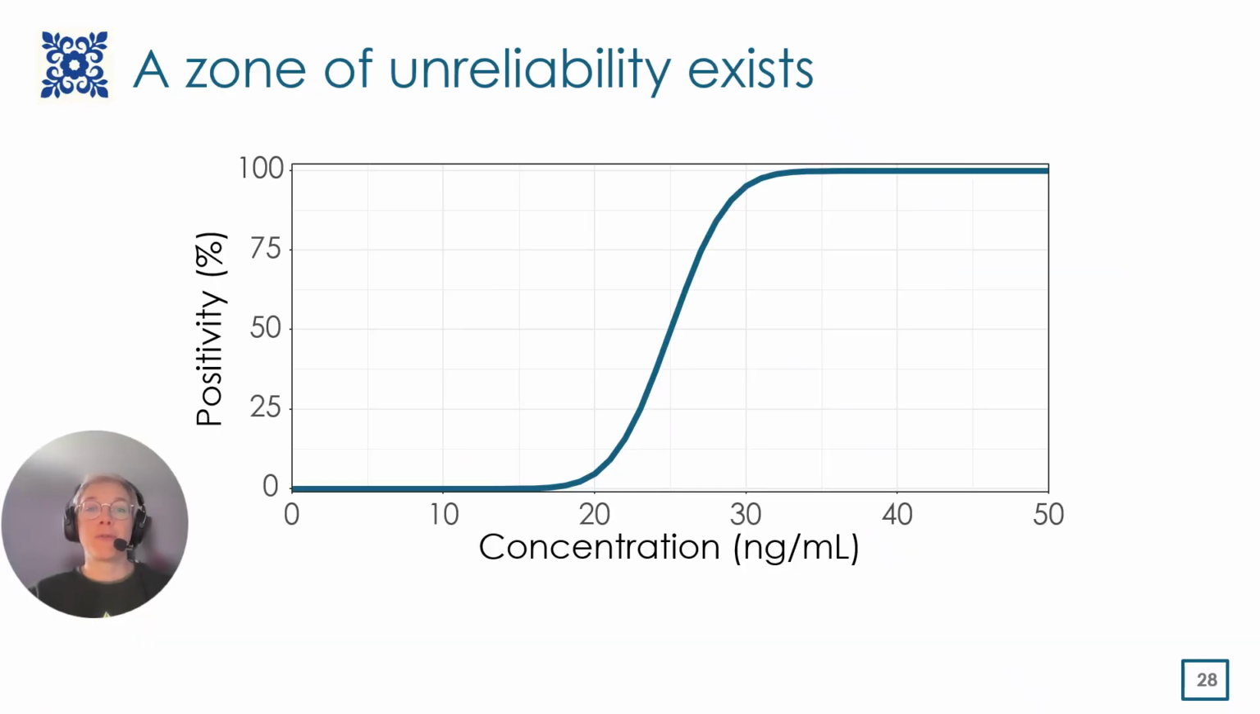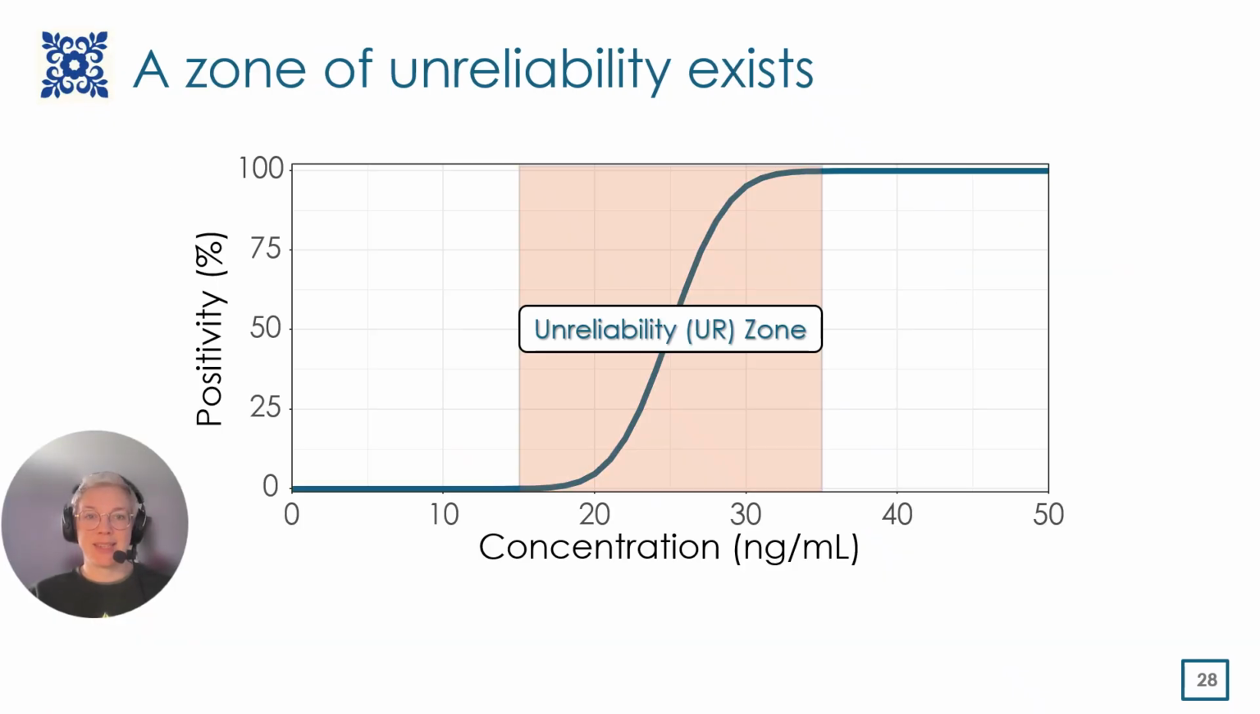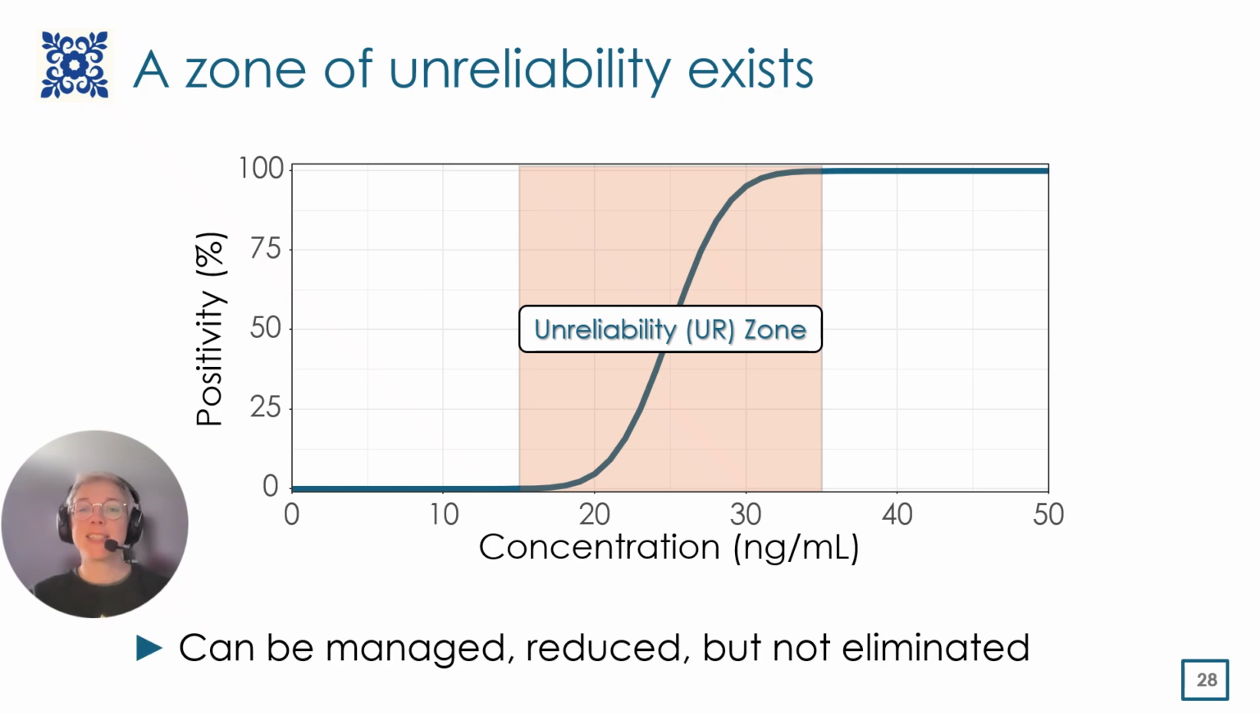A zone of unreliability exists. Nobody would say for a quantitative method, I've had such a great idea, let's just move things around so we don't have this pesky measurement uncertainty anymore. No, it's always going to be there. It can be managed, it can be reduced, but it can never go away. And the same goes for the unreliability zone of qualitative methods. It's there. We need to deal with it.